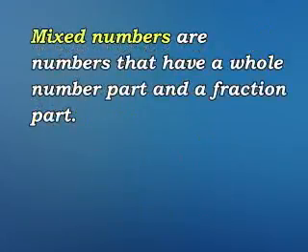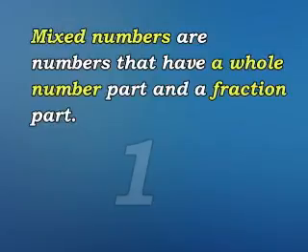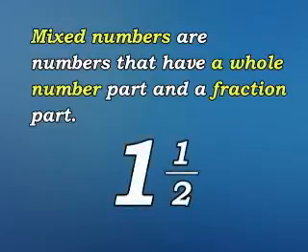Mixed numbers are numbers that have a whole number part and a fraction part. And you write it like this, the 1 and a half. We write the whole number and the fraction on the same line, but the whole number is much bigger, and the whole number comes first.